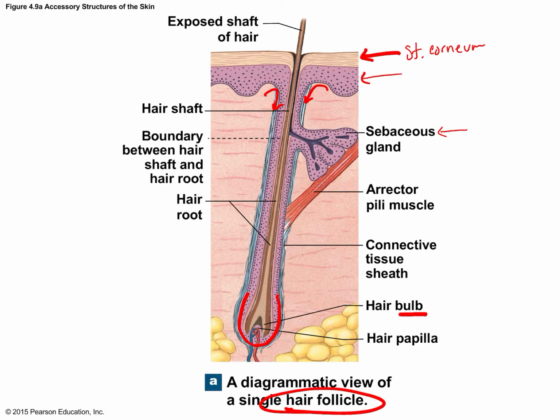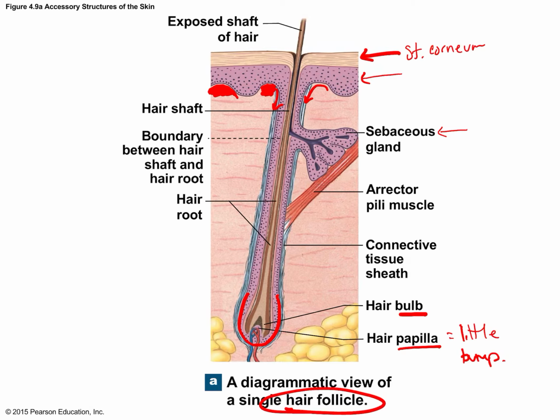Inside the bulb, there is going to be a papilla. Okay, so we've seen that word before. We'll see it again several times in the semester. It means a little bump, and we use that word to describe these upward projections of the dermis, right? This area is a dermal papilla.